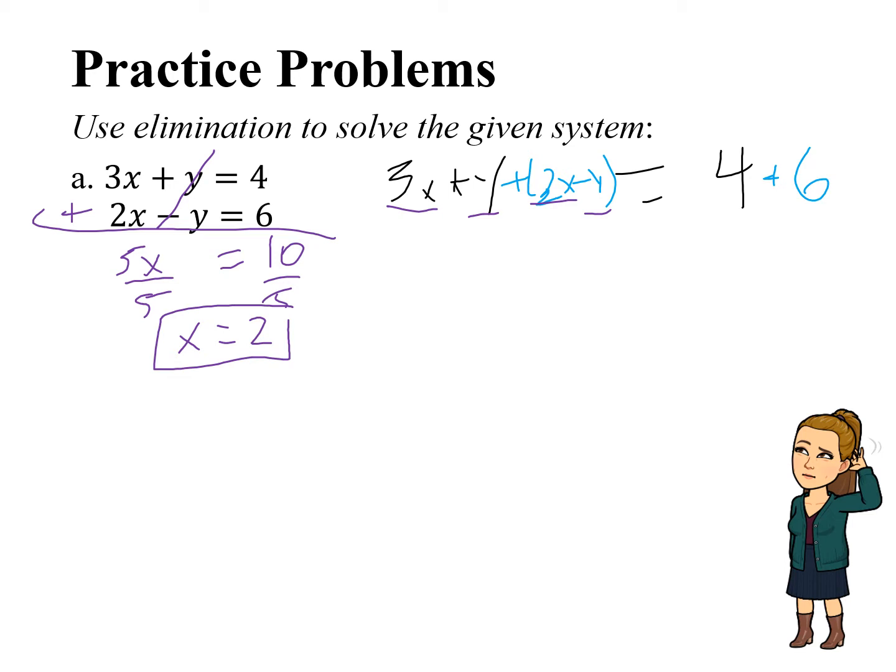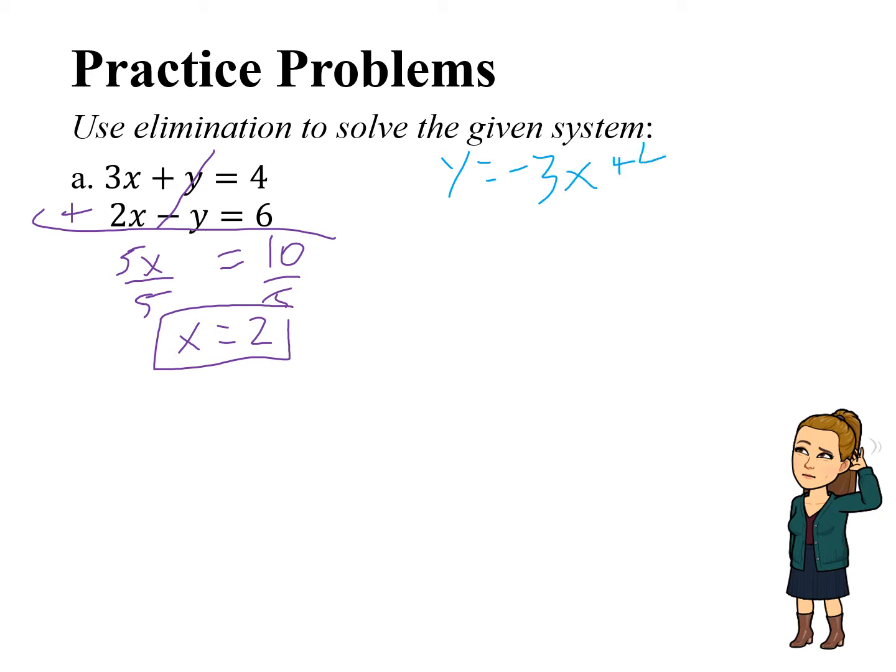But I could have, if I took that original equation, let's erase this off now. If I took that original equation, I could have subtracted 3x from both sides and wound up with a new equation that looked like y equals negative 3x plus 4, and then substituted it in. Any way works. As long as you are doing mathematically legal steps, you can solve this in multiple ways.